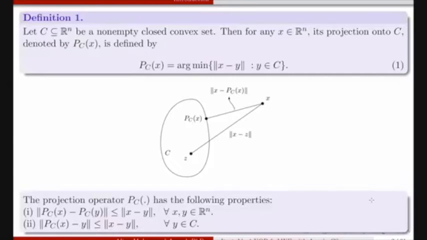So we need this definition. This is very familiar also. We need this in our algorithm. This is the definition of a projection, which is given by 1. And this projection 1 here has these two very important properties, which we use in our analysis.